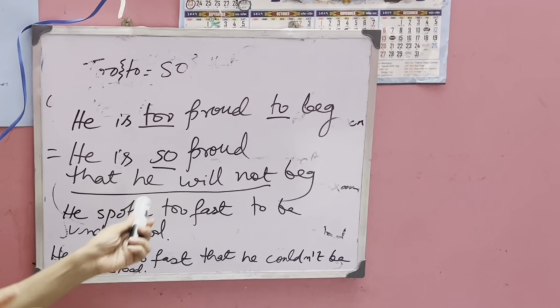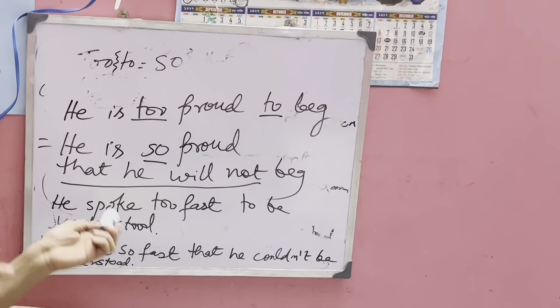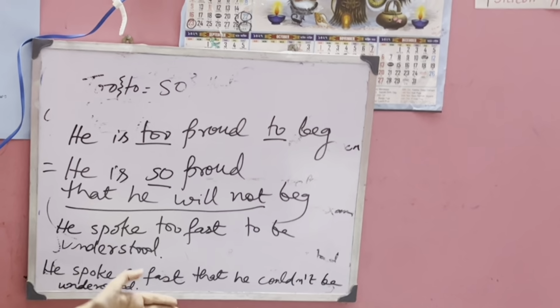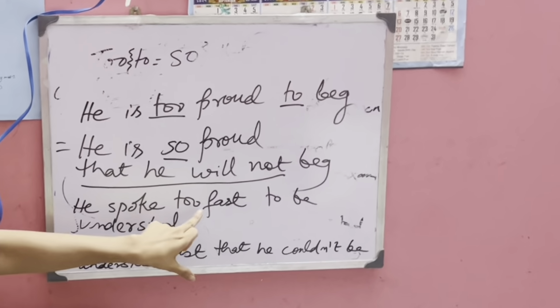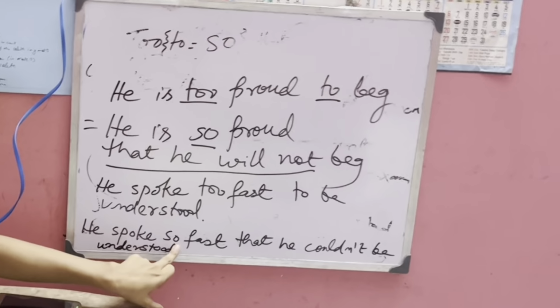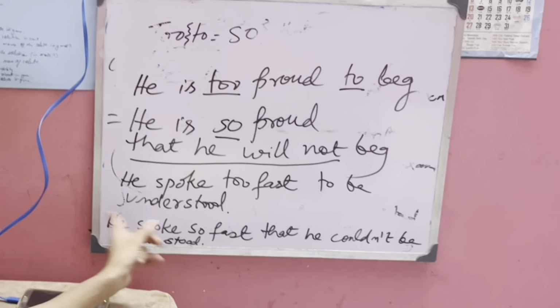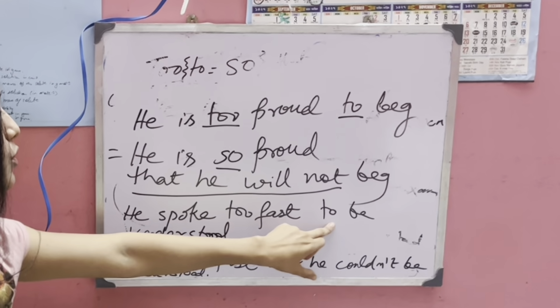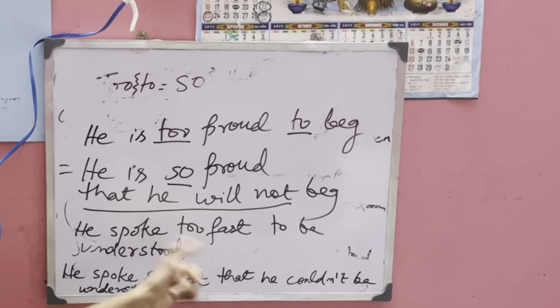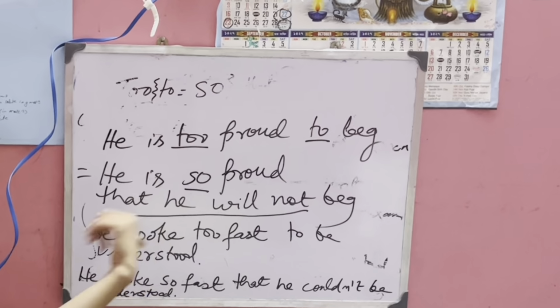Next, he spoke too fast to be understood, or he spoke so fast that he couldn't be understood. So this too again will be replaced by so. He spoke too fast. I think this first part is very clear to you guys. He spoke so fast. Now to. This to will be replaced by that, and he couldn't be understood will remain the same.